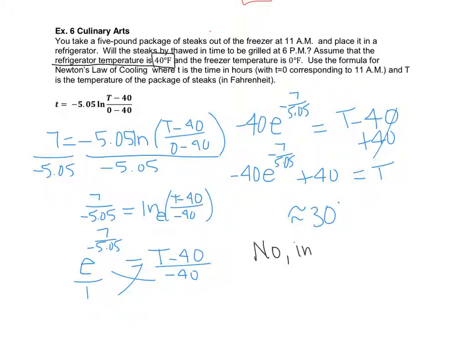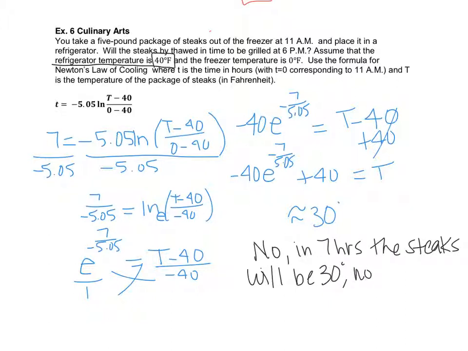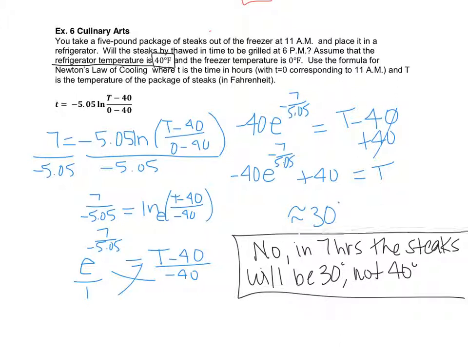In 7 hours, the steaks will be 30 degrees, not 40 degrees. So it still has 10 more degrees to go before it can be considered thawed out. And that's my final answer. And this takes care of our exponential and log modeling.